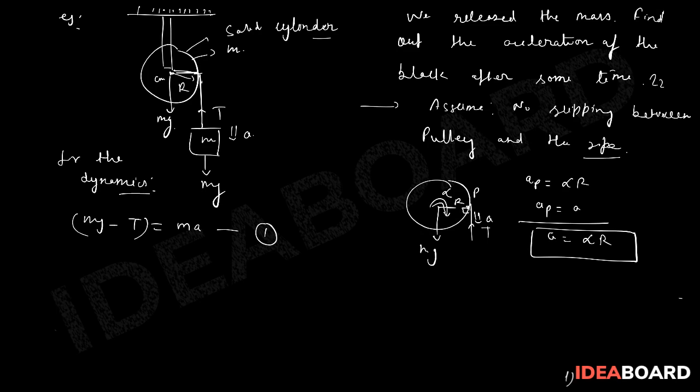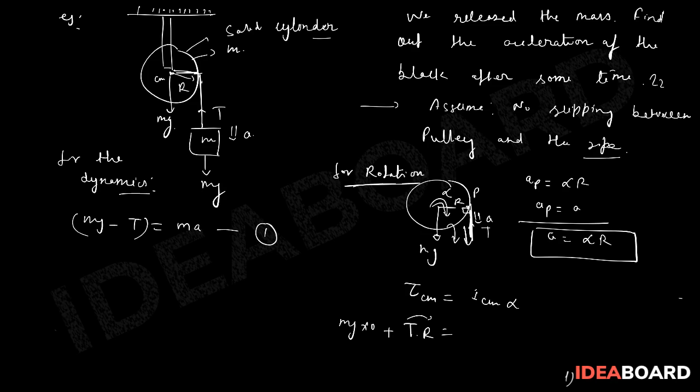Now for rotation, we can apply torque about center of mass is equal to ICM into alpha. Now torque about center of mass, so mg of the pulley is passing from that point, so that would not create any torque. Tension is creating certain torque, which is T into R, and obviously in clockwise direction, because this tension is trying to pull this pulley in this direction of the alpha, which is clockwise.